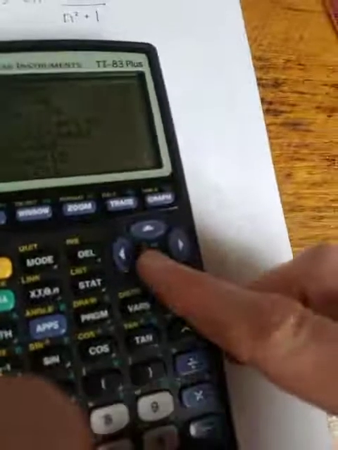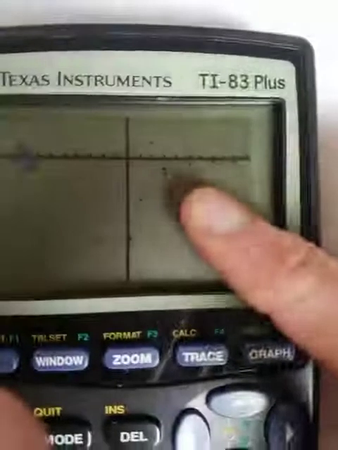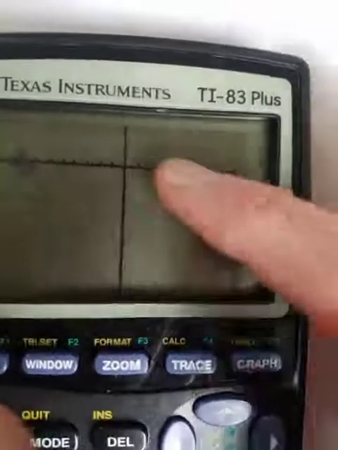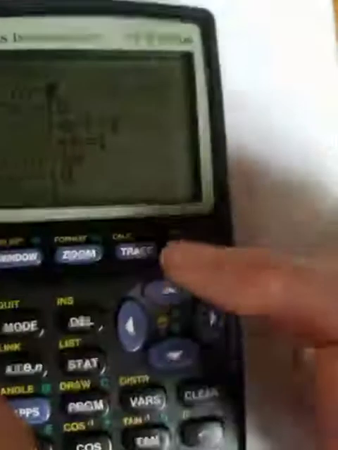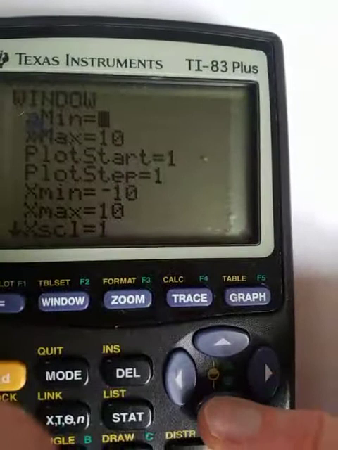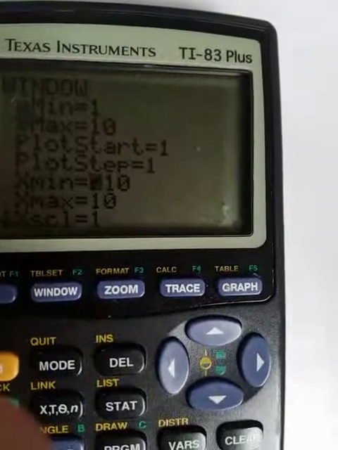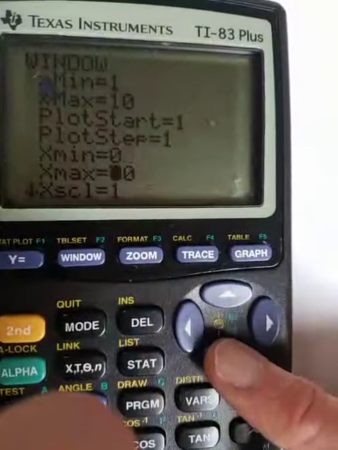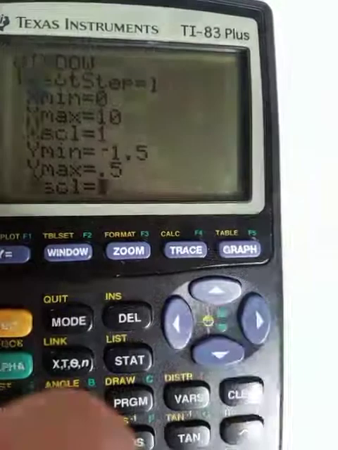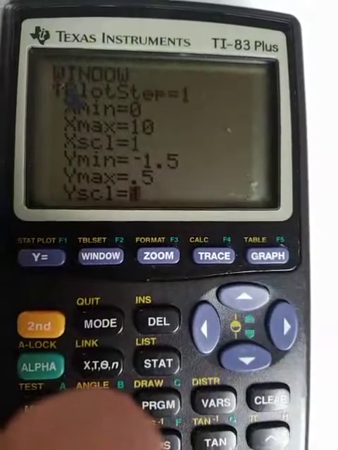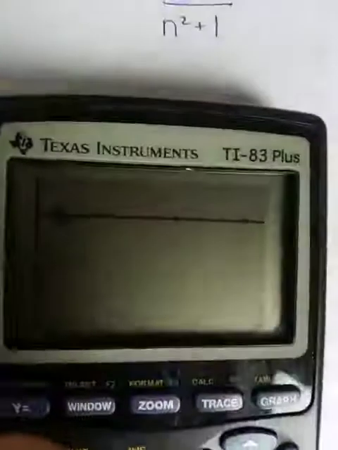I am going to screw up my window a little bit because I was playing with this before and I want to show you what you might see. Depending on what your window is, I see some dots here and here, but I don't have a really good view of what's going on. So I'm going to go back to my window. My n min is 1, my n max is 10, that's good. Plot start and step at 1, that's good. But my x min, I don't really need to start at negative 10. I could change that to 0 to start on the y-axis. X max is 10, my scale's 1, and then I focused my y min and max based off of the output values I know that I'm getting here. So let's see if this helped at all.